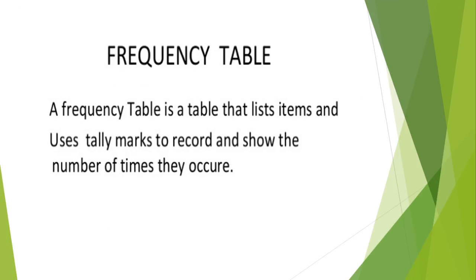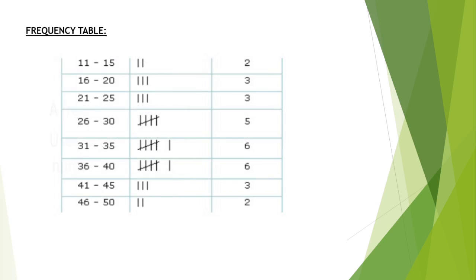And the frequency table. The frequency table plays a major role while constructing a histogram, bar graph, frequency polygon or frequency curve. A frequency table is a table that lists items and uses tally marks to record and show the number of times they occur. Yes, so here we have one example of a frequency table.